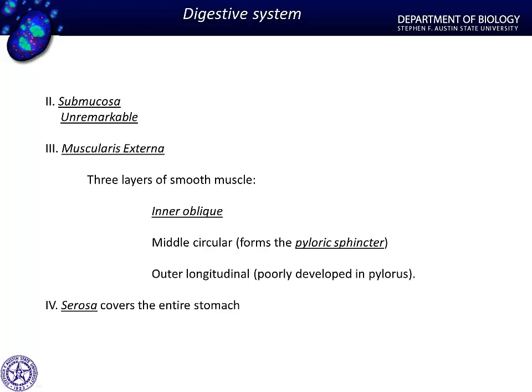Now the middle circular, this is the one that's going to be expanded and form our pyloric sphincter in the pyloric region. And then in the outer region, we're going to have a serosa, and that covers the entirety of the stomach.